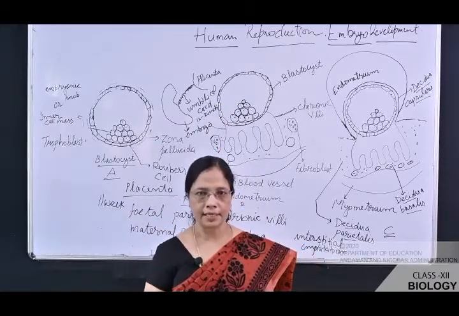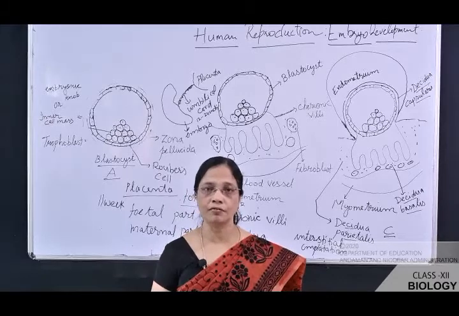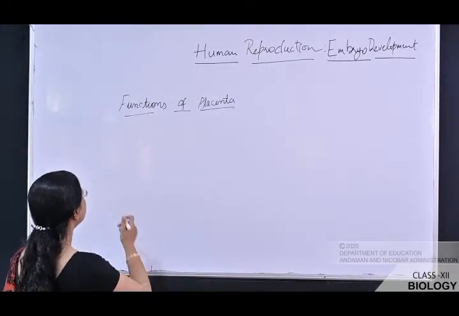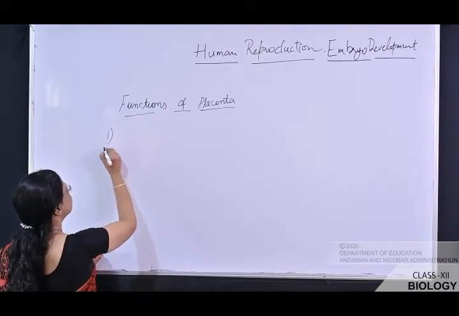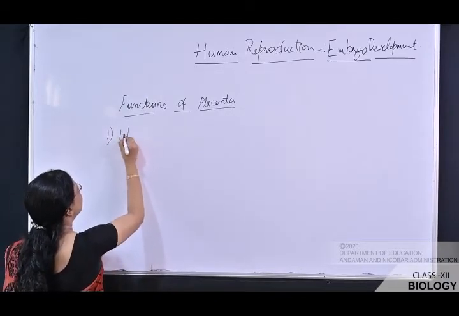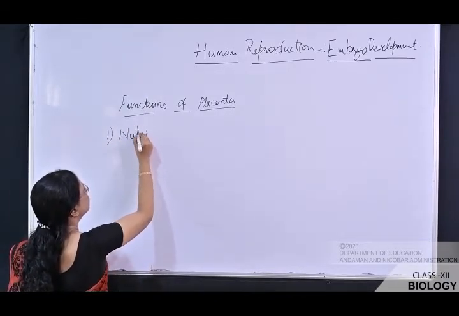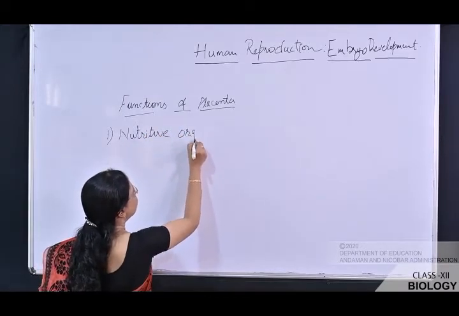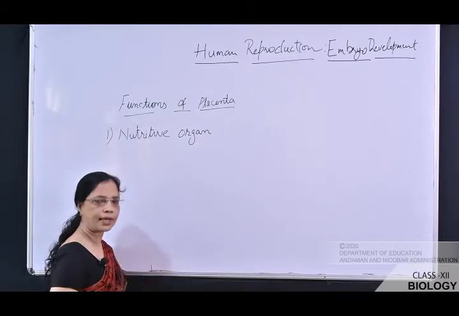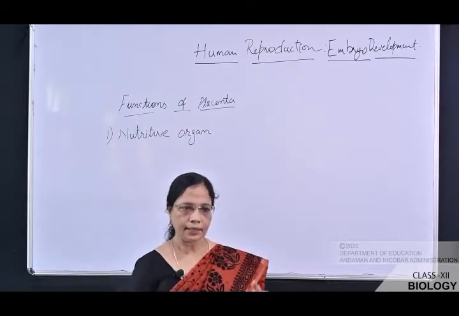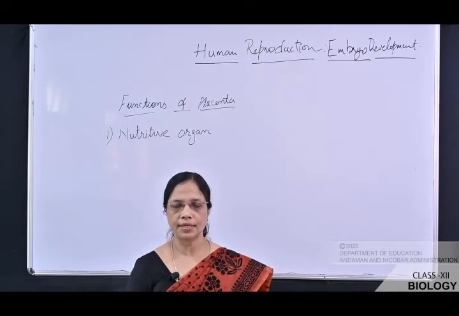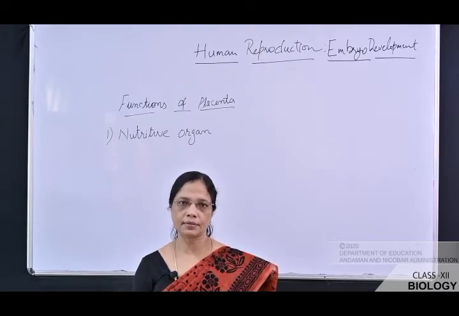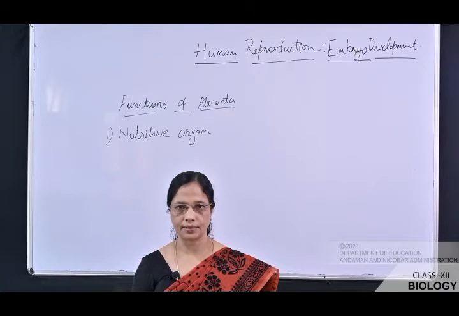Now we will see the functions of the placenta. The first function is it acts as a nutritive organ. How does it act as a nutritive organ? In the mother's blood, nutrients are there. Those nutrients are transported into the fetal blood through the placenta.